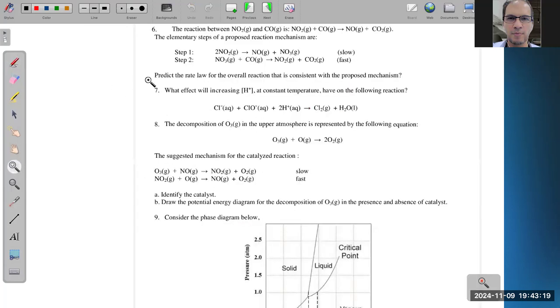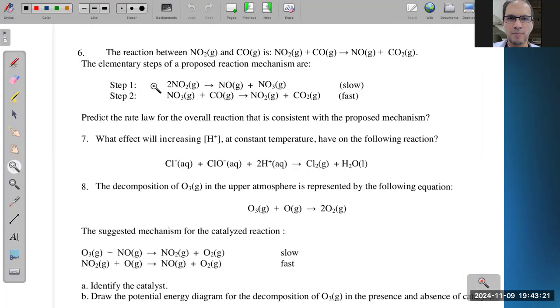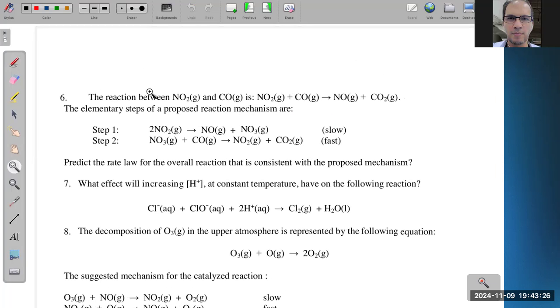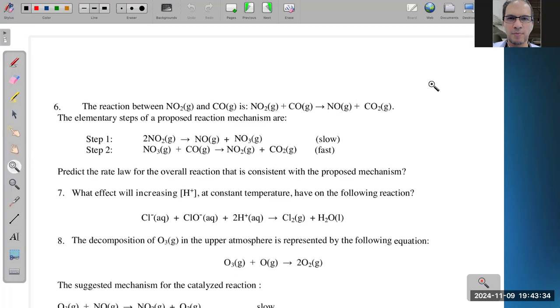The next question: the reaction between nitrogen dioxide and carbon monoxide is NO2 plus CO gives NO plus CO2. The elementary steps of a proposed reaction mechanism are these steps. Predict the rate law for the overall reaction that is consistent with the proposed mechanism.